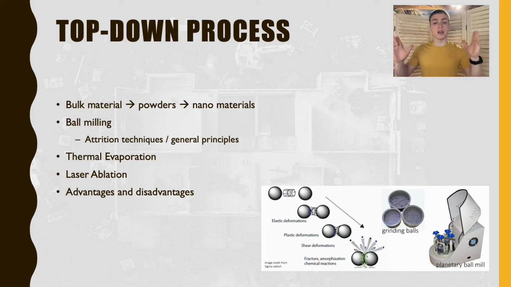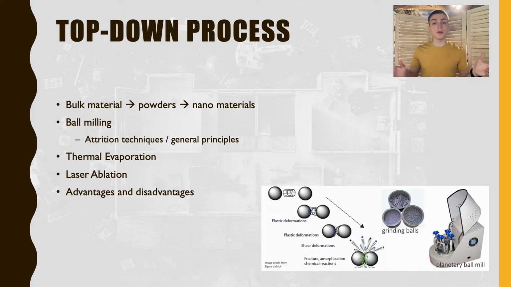In this process, we take bulk materials, we refine that material down to powders, and then we further refine that powder to get the nanomaterial size that we're looking for. One method to do this is ball milling, but we also have thermal evaporation, laser ablation, and all of these different techniques have certain advantages and disadvantages associated with them.